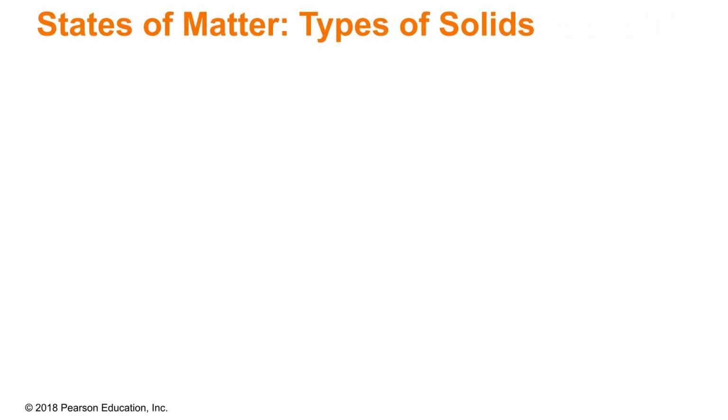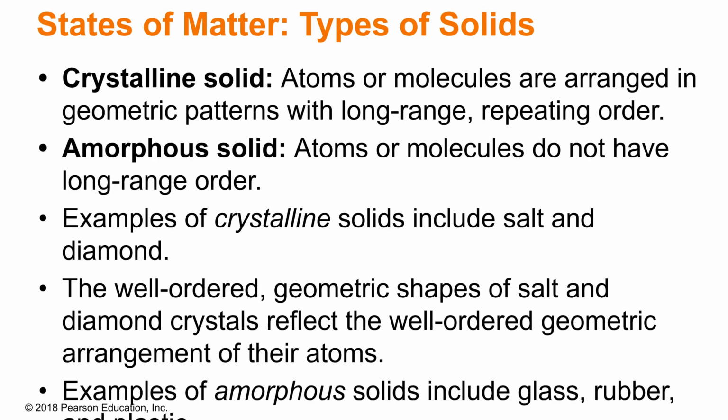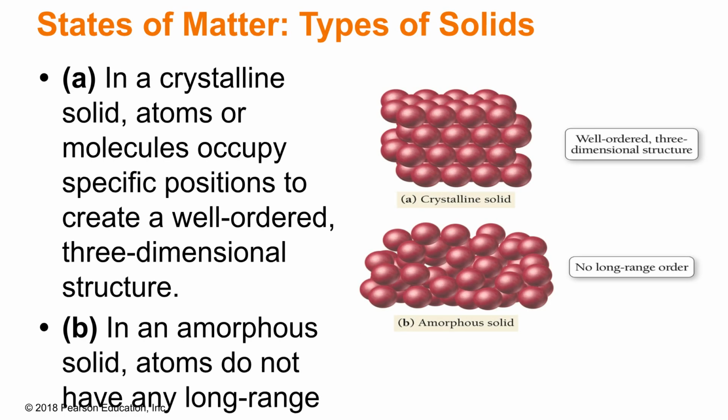There are two types of solids. Crystalline solids have atoms or molecules arranged in repeating geometric patterns. Amorphous solids lack this long-range order. Examples of crystalline solids are salt and diamond, while amorphous solids include glass and plastic. The images show the difference. A, a crystalline solid, has a well-ordered three-dimensional structure, and B, an amorphous solid, does not have any long-range order.